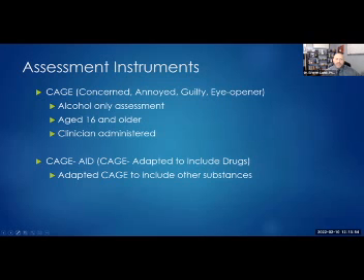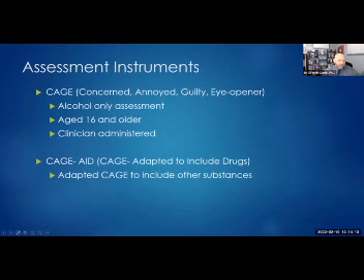So another one is the CAGE. CAGE stands for Concerned, Annoyed, Guilty, and Eye Opener. This is an alcohol-only assessment. This one is only certified for age 16 and over. One thing that people like more about the CAGE is that it is clinician administered, and a lot of it is by observable behaviors.